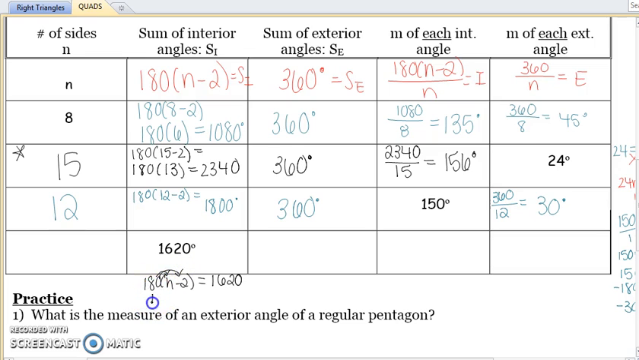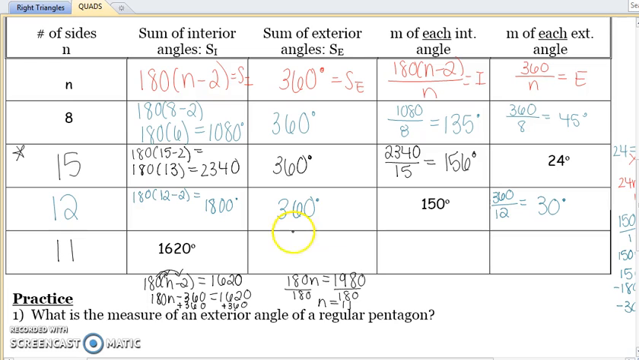Now we do some distributing, right? Multiply 180 times n, and we get 180n. 180 times negative 2 is negative 360. We didn't do anything to the 1620 on the other side, so we are leaving it alone. What I want to do is add 360 on both sides. Sorry for the lack of room, guys. So we just have 180n left, and we also have 1980 on the right-hand side. We still are looking to get that n all by itself. Divide both sides by 180, and we get n is equal to 11.